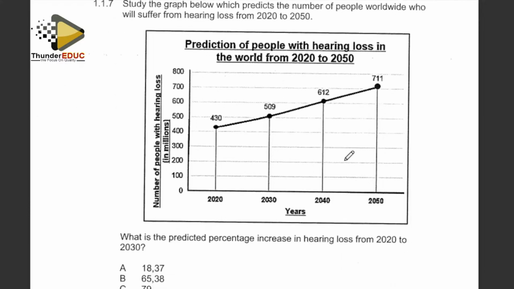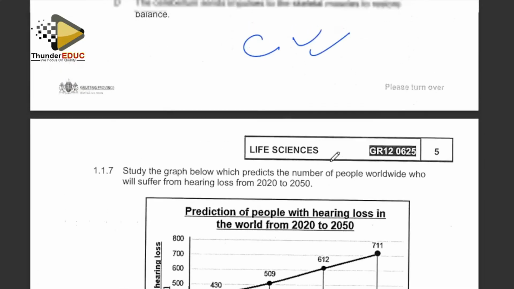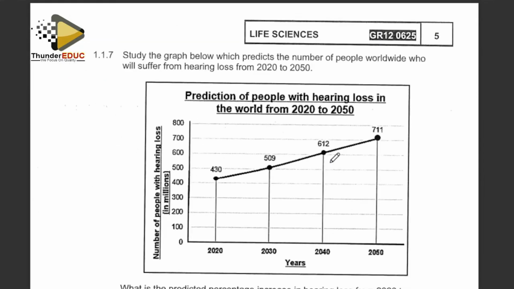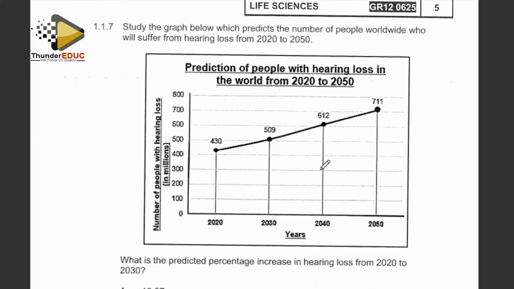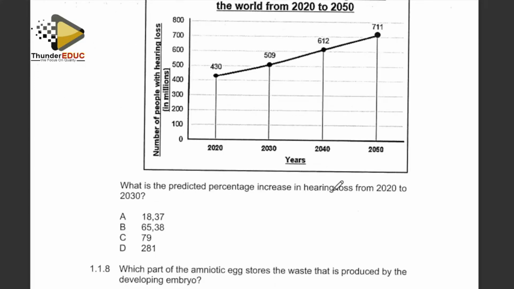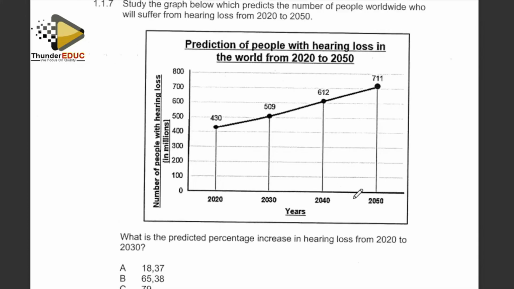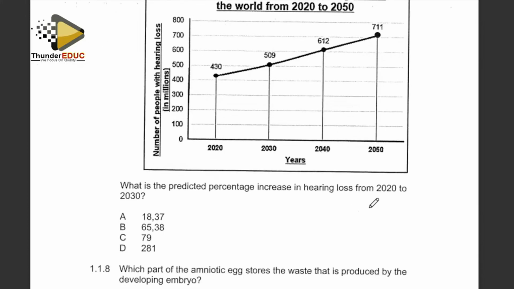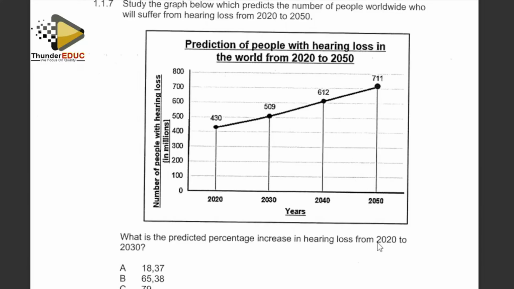All right, we continue. So we say that C becomes the most correct answer. We go to question 1.7. They're saying, what is the predicted percentage increase in the hearing loss from 2020 to 2030? So we need to look for 2020, 2030. They didn't ask you this, they said from here to here.